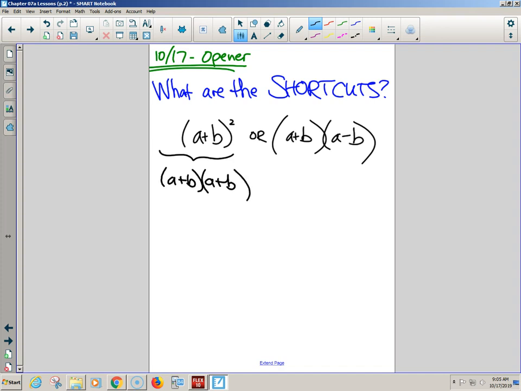Okay. Now, we have 2 different shortcuts. We have squared minus squared, or we have squared double squared. Squared minus squared is called difference of squares. We have squared minus squared, or we have squared double squared. 3 terms. Who's who?